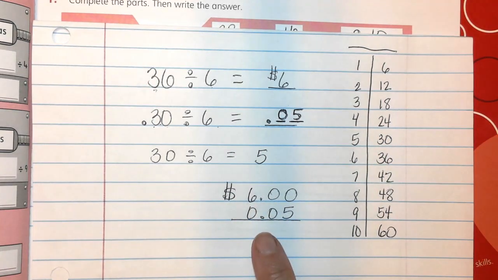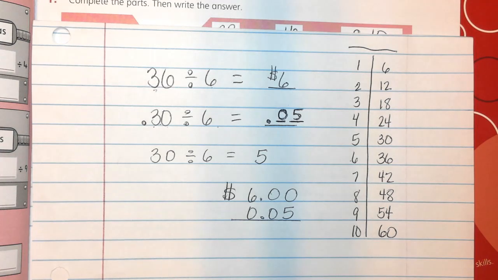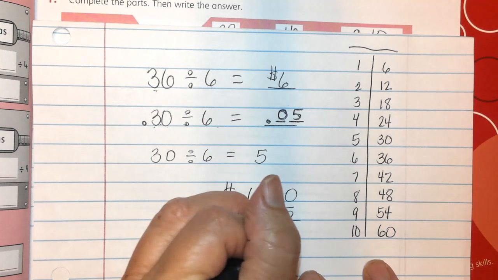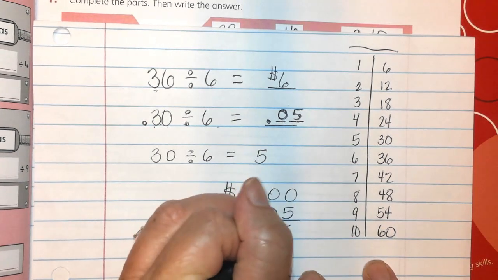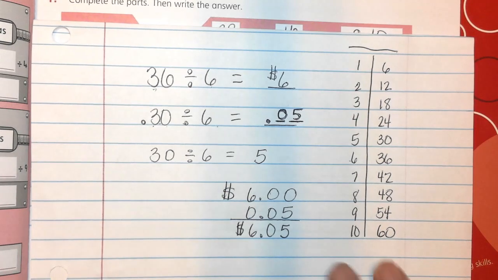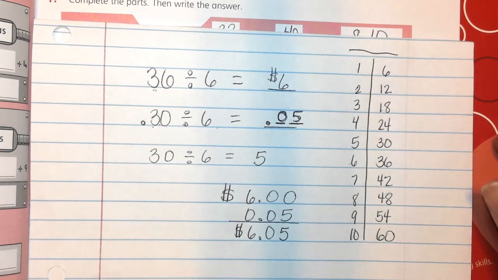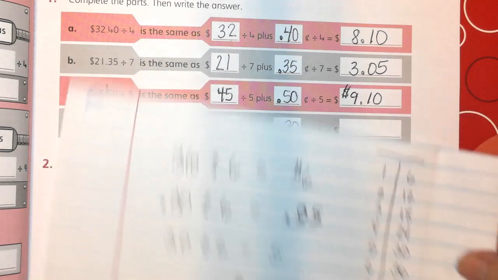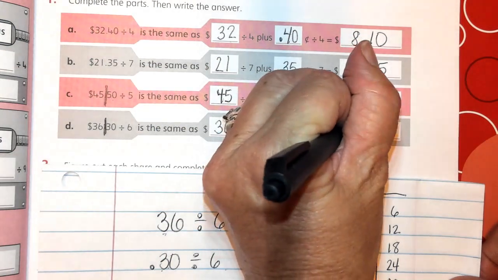So when I add that up, I'm going to give you about 10 seconds to add that up and see if our answers match. 5, 0, 6. $6.05. Did you get $6.05? Great. Don't forget to put it over here.